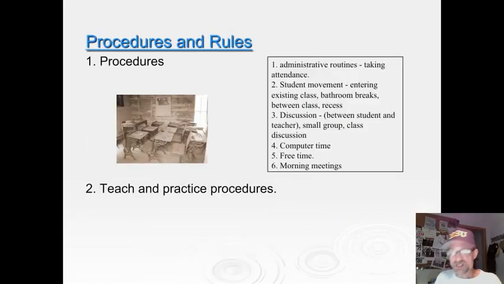Procedures and rules. Good classrooms have them. Procedures are different than rules. Procedures is how the class goes about things. The routines, the prescribed steps for an activity, like going to lunch or going to recess or some such thing. You have procedures for discussions or how to use the computer. Good teachers teach and practice the procedures. They teach them explicitly the first couple weeks of school, and they practice them so students know exactly what the procedures are.